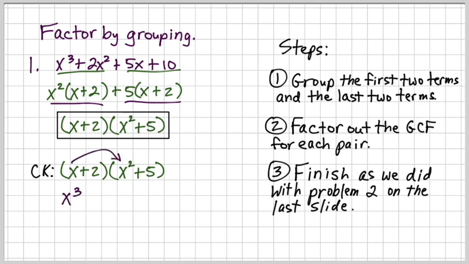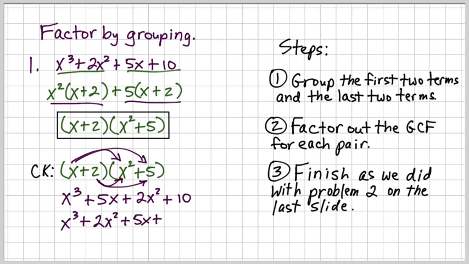So it'll be x times x squared is x cubed. X times 5 is 5x. The inner product is 2x squared. And the last product is 10. And we just need to write this in descending order, where we have the highest power all the way down to the constant. And you can see that that is the same as what we started with. All right, so that's the process. Let's go ahead and practice.